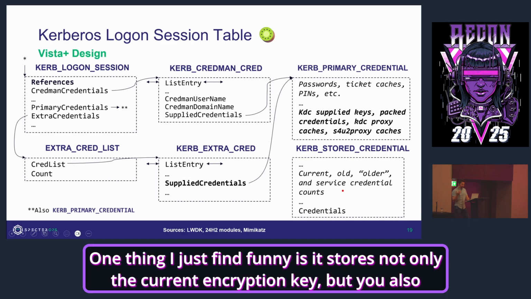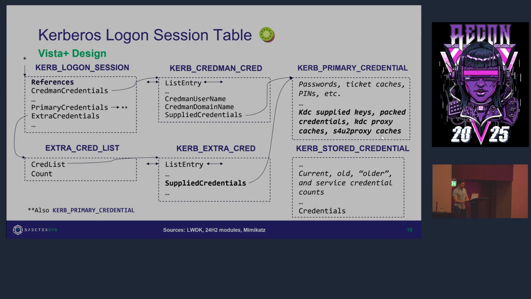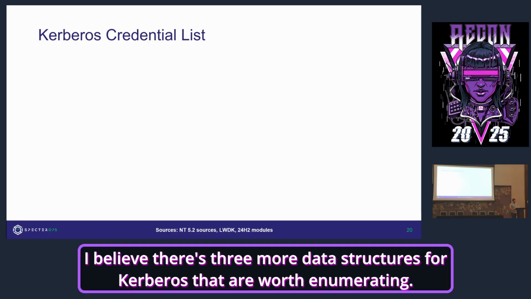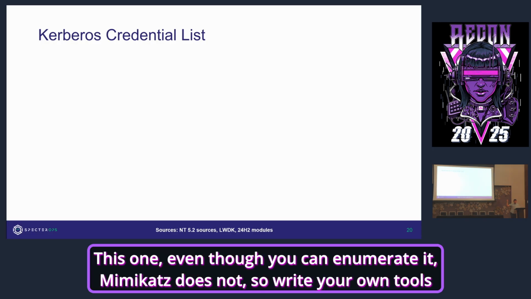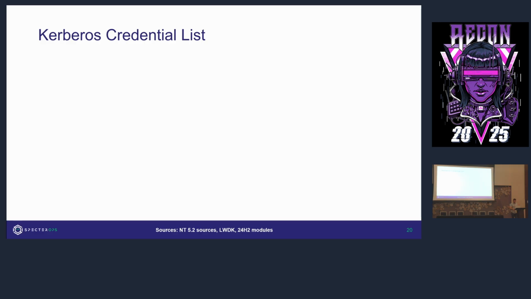One thing I just find funny is it stores not only the current encryption key, but you also have the old one and then the older. So there's a lot of potential there. But I believe there's 3 more data structures for Kerberos that are worth enumerating. This one, notice, even though you can enumerate it, Mimikatz does not. So write your own tools and you'll be able to recover way more data.